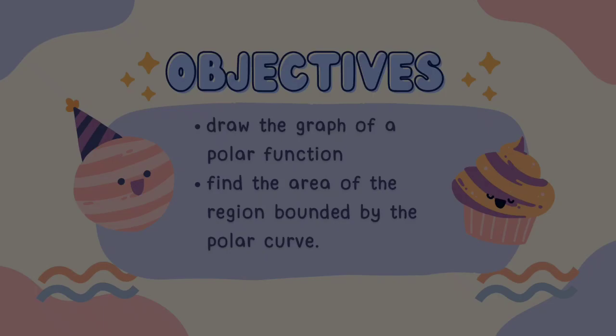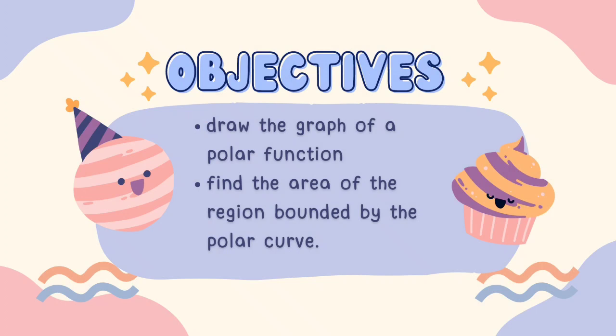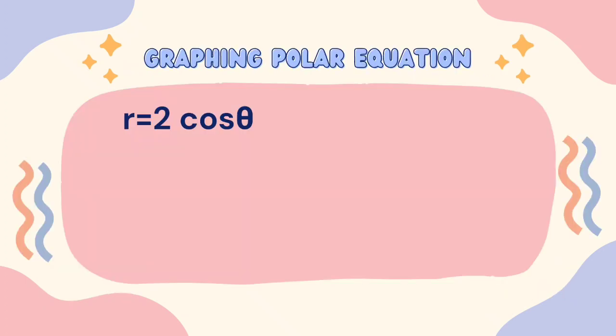Today's objective is to draw the graph of a polar function and find the area of the region bounded by the polar curve. First, let's talk a little bit about graphing polar equations. Say we have something like r equals 2 cosine theta.